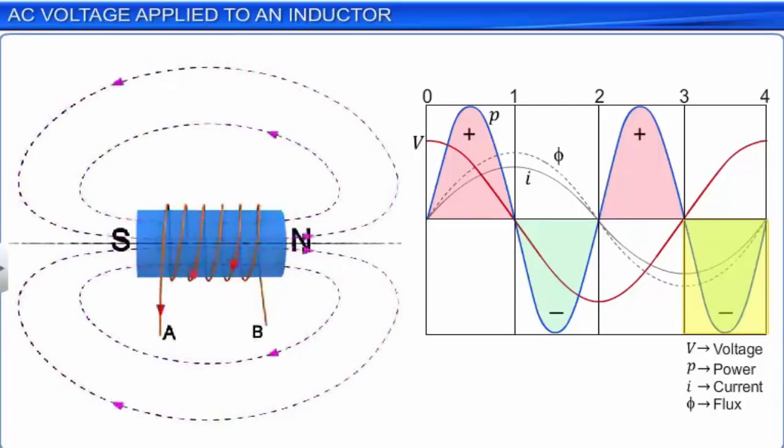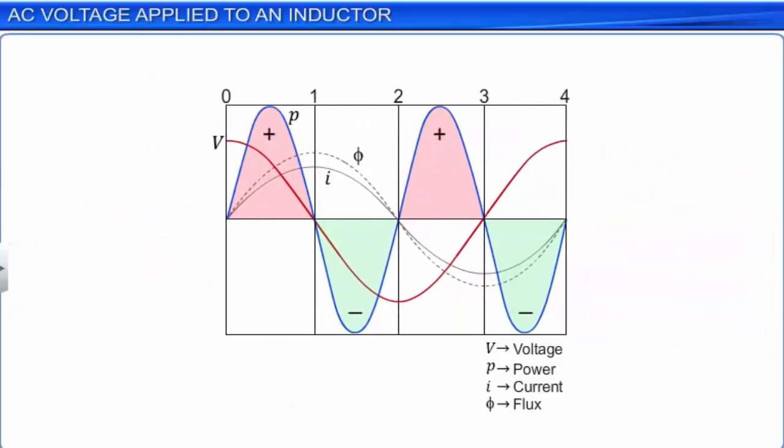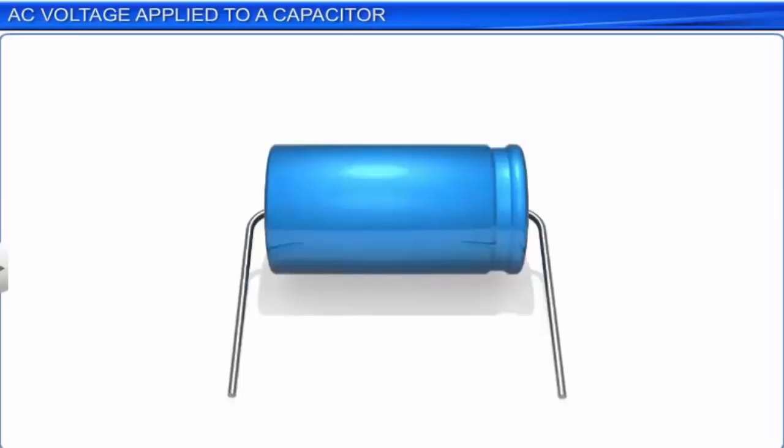This cyclic discharging and charging of the magnetic field of the inductor in reverse polarities keeps on taking place as long as there is AC current flowing through the inductor. Thus, the instantaneous power in the inductor is positive when both the instantaneous voltage and the instantaneous current are positive or both negative, and the power is negative when any one of instantaneous voltage or instantaneous current is positive and the other negative. A capacitor is a device that can store a charge.